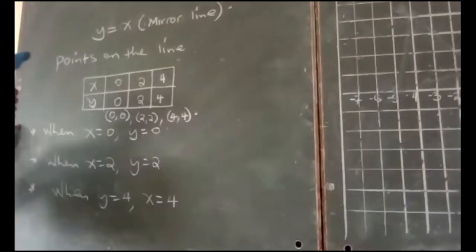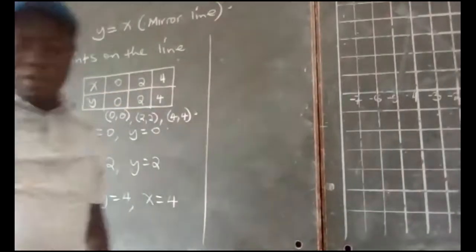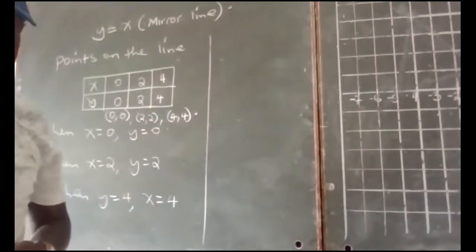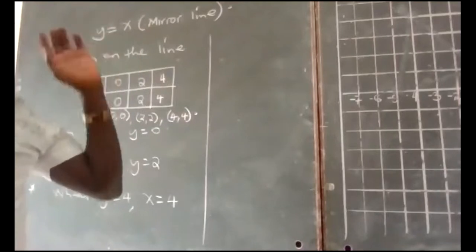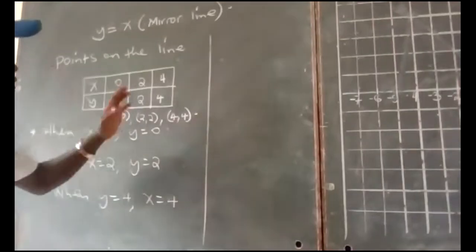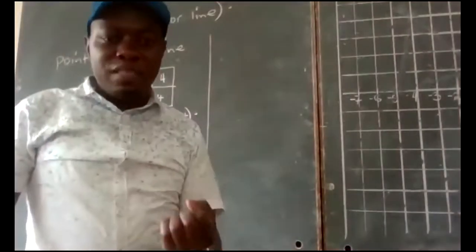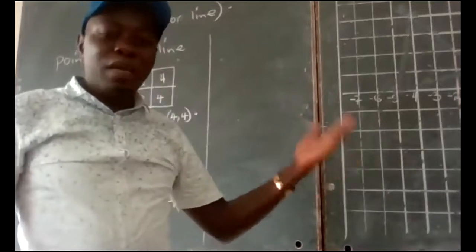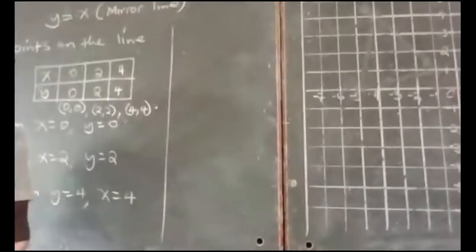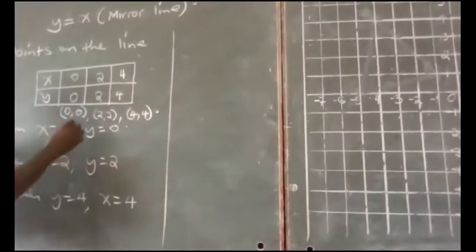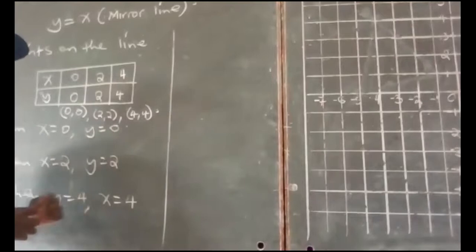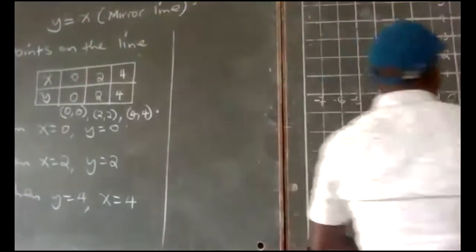So people, I don't see any reason why people are confused with the x-axis being y is equal to 0 and then the y-axis being x is equal to 0. It is the same thing we are doing here. I told you that you get any 3 points on the line, plot those points, you will get the mirror line. So our 3 points are 0, 0, 2, 2, 4, 4. I come and plot. I come to my graph.